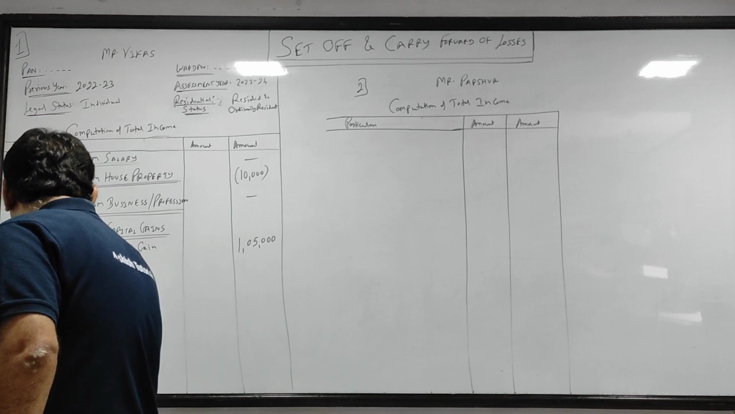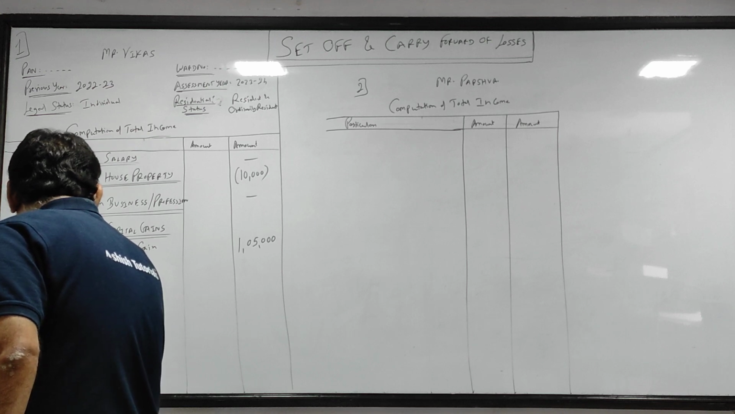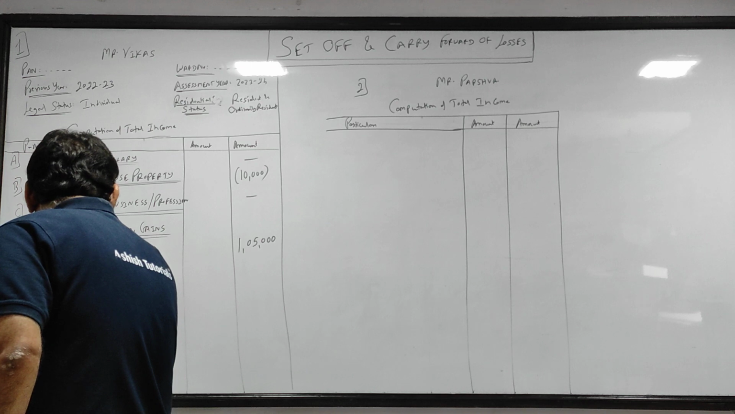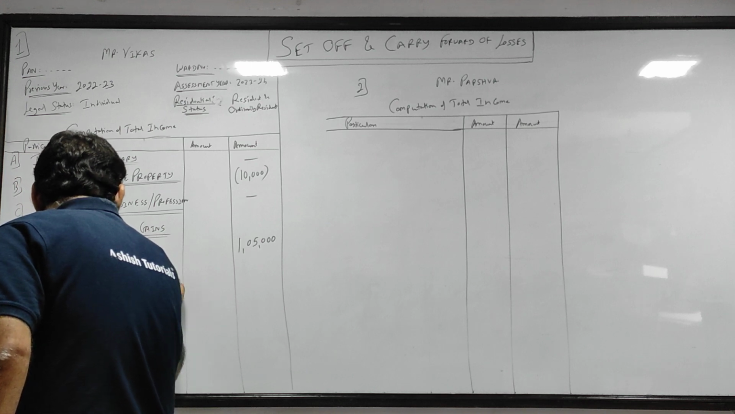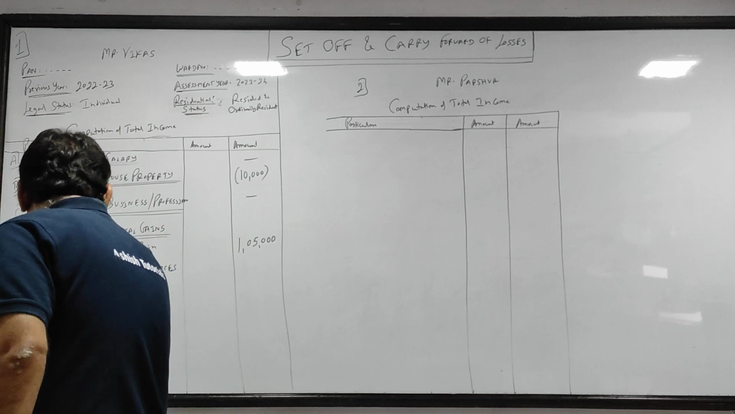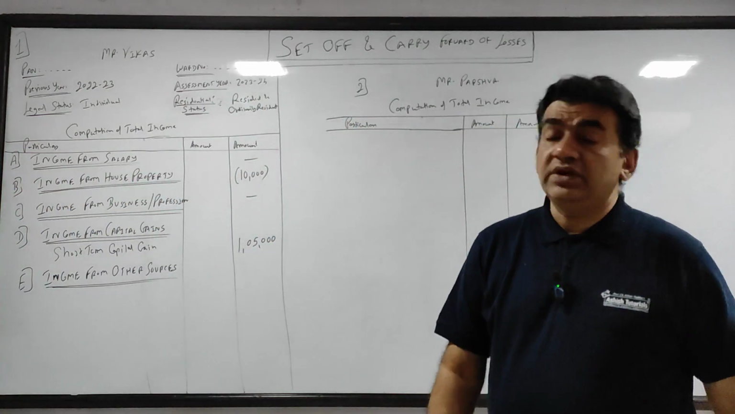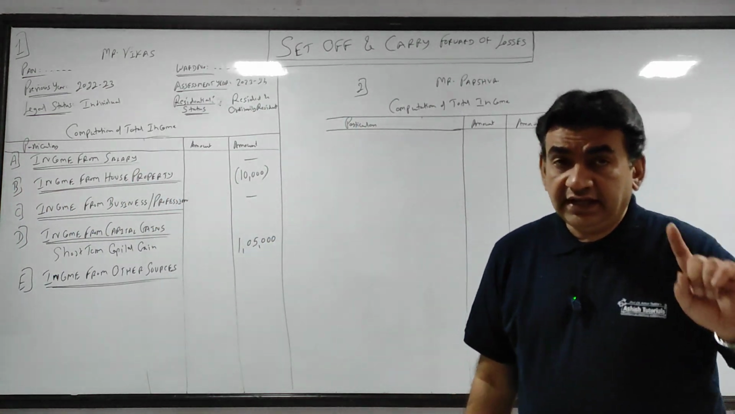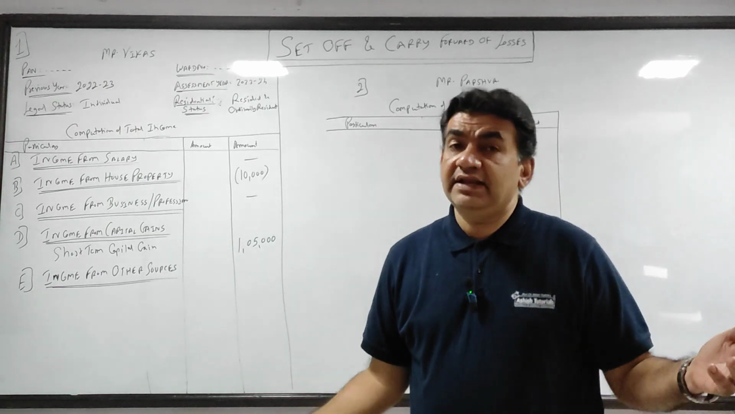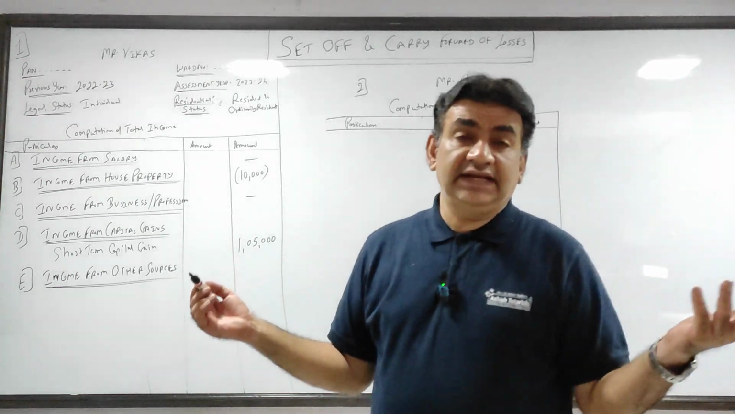And now the last one is income from other sources. Now listen. Income from other sources, you all know very well. In the previous semester you have all done the chapter in detail.